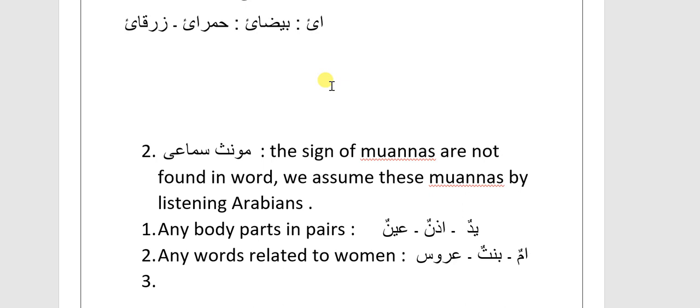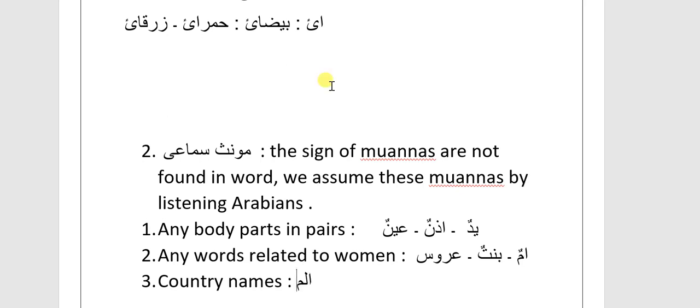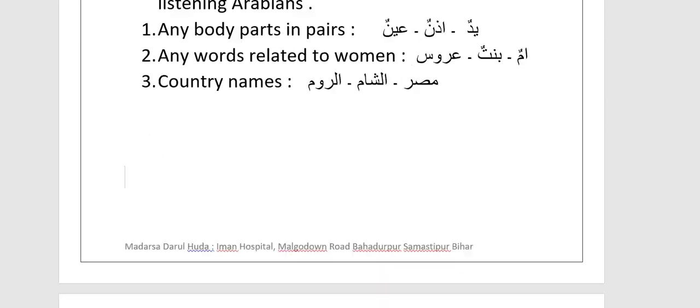Third one is country names. Country names are also muannas, like al-Misr, Asham, or Rome. All these words are muannas. So these are muannas simai.